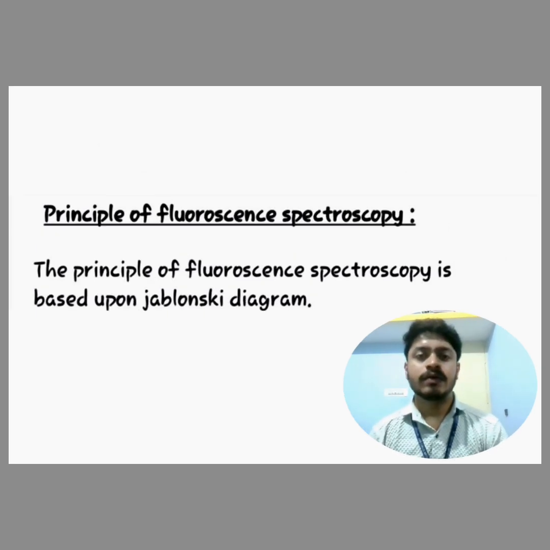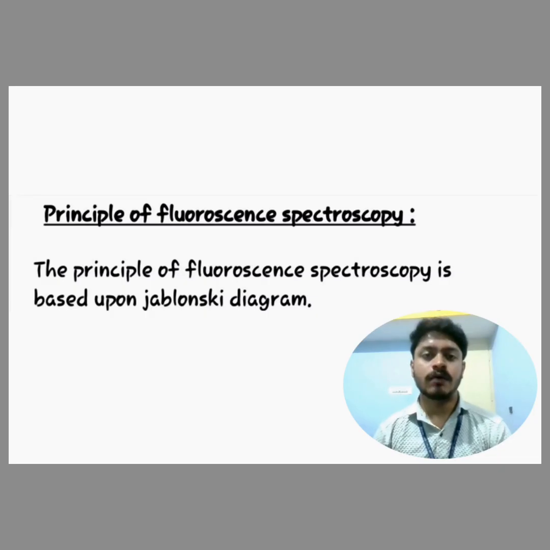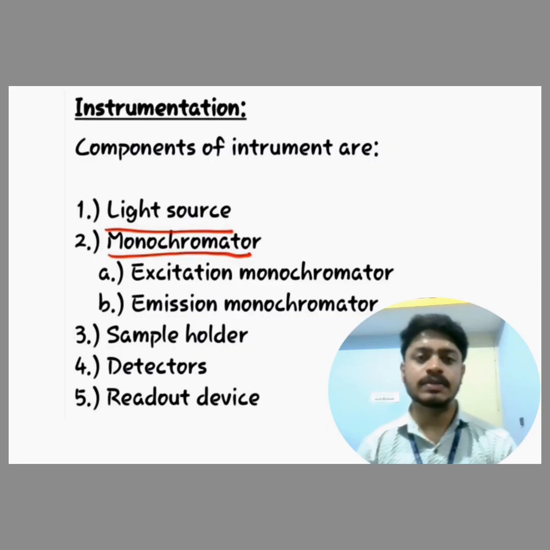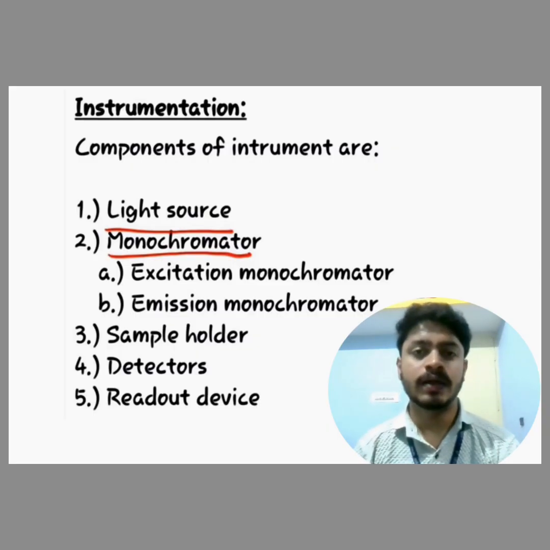Then we move on to the principle of fluorescence spectroscopy. The principle of fluorescence spectroscopy is based on the Jablonski diagram. Then the instrumentation of fluorescence spectroscopy. There are different components present in fluorescence spectroscopy.